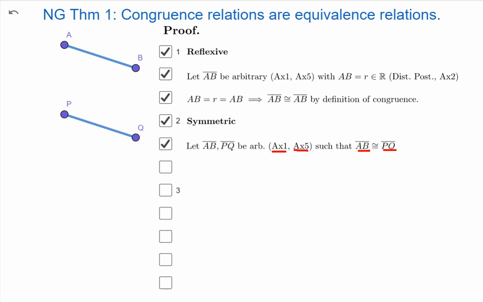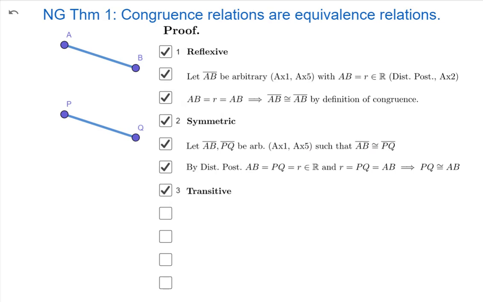We want this congruence to be true. We're saying that we've got 2 line segments and they are congruent. Then by the distance postulate, the distance between A and B is equal to the distance between P and Q, and both of them are equal to some real number r. Once again, in reverse order, if we have a distance r that's equal to PQ, which is also equal to the distance AB, then I know that PQ is congruent to AB.